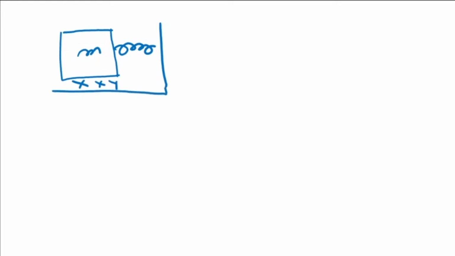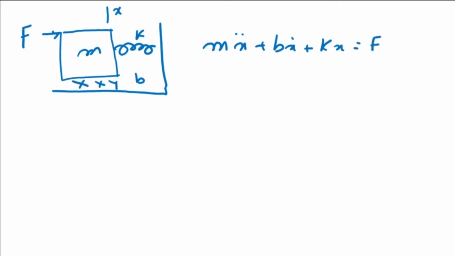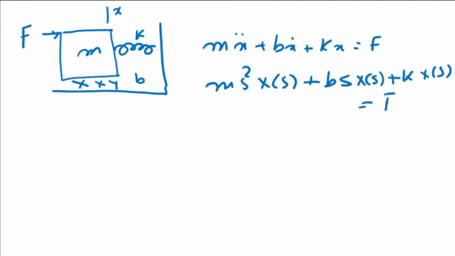Now if we have a spring mass damper system, we can call it an MBK system. B stands for the damping, which is friction. There is a force which can be applied, F. This is my position X, and this is K, this is B. If I write my equation of motion, it comes out to be m x double dot plus b x dot plus k x is equal to F. If I take the Laplace transform of that, it becomes m s squared X(s) plus b s X(s) plus k X(s) is equal to F(s).